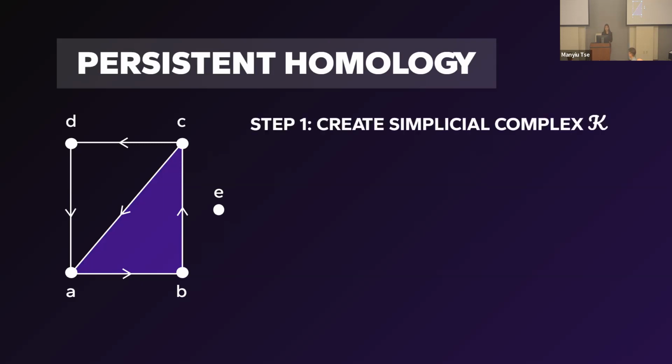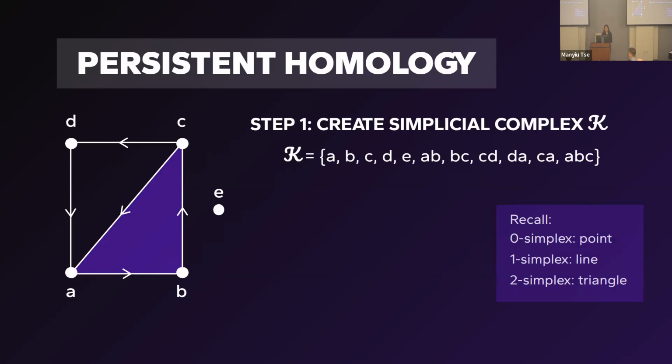So step 1 is to create the simplicial complex. And if you recall, a simplicial complex is just a collection of those simplices. 0-simplices are points. The points in this example are A, B, C, D, E. 1-simplices are the lines, and 2-simplices are triangles. Specifically, there's only one 2-simplex here, because ACD is not shaded, which means it's not a 2-simplex yet. If you increase the radius even more, it will become a 2-simplex later.